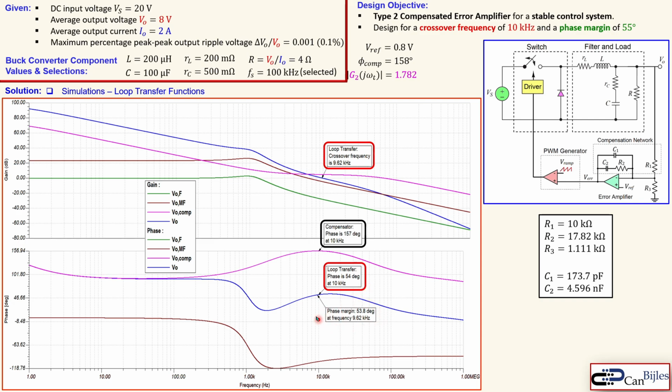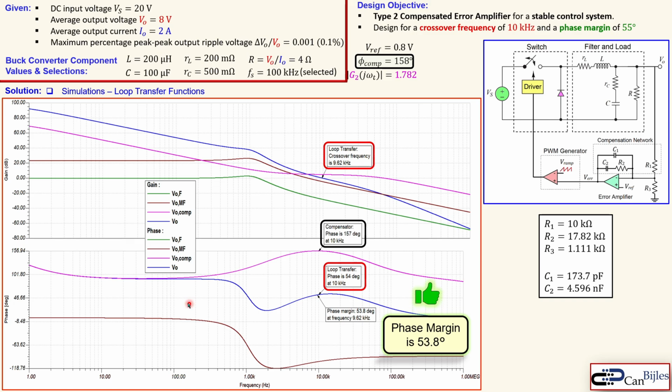And see again here the phase margin of 53.8, so let's say 54 degrees at that crossover frequency, which is smaller than what we anticipated. But still fine, so we can say the phase margin of 55 degrees is not achieved, but it is very close, so we can say this is 54 degrees.